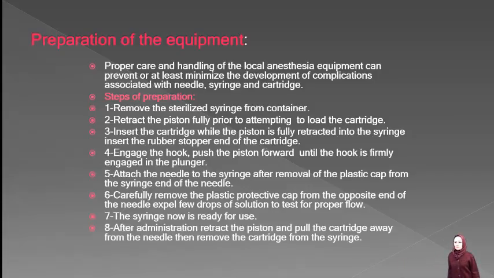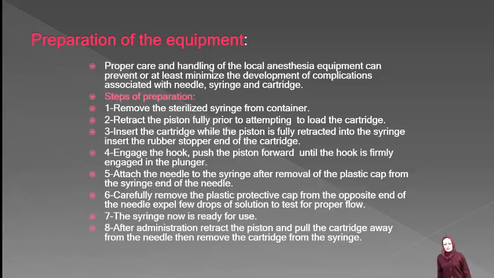Preparation of the equipment. Proper care and handling of local anesthetic equipment can prevent or at least minimize development of complications associated with the needle, syringe and cartridge. Steps of preparation. Number 1. Remove the sterilized syringe from the container. 2. Retract the piston fully prior to attempting to load the cartridge. 3. Insert the cartridge while the piston is fully retracted into the syringe. Insert the rubber stopper end of the cartridge first. 4. Engage the hook. Push the piston forward until the hook is firmly engaged in the plunger.